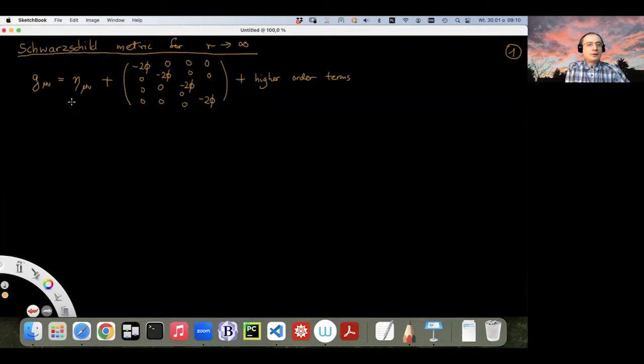So it's not only that the metric reproduces the Minkowski metric, actually it reproduces the Newtonian perturbation of the Minkowski metric first, and then the Minkowski metric. And this happens in appropriate coordinates.